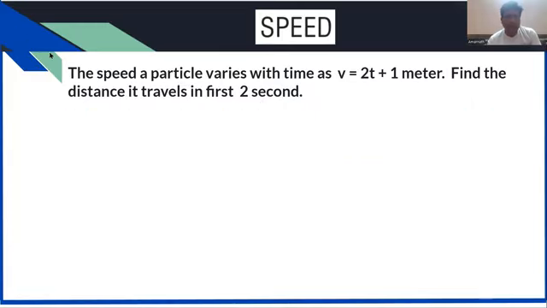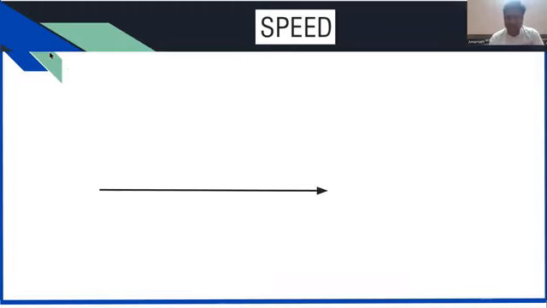Now let us try one graph. Try to understand the graph first. Say this is the time axis, starting from 0, and this is the distance axis. So I am going to draw a graph of distance versus time. Say the graph is like this. And I have given you the coordinates also.